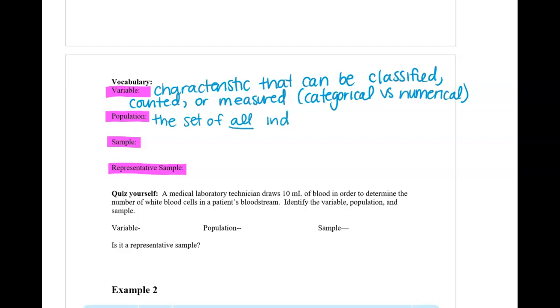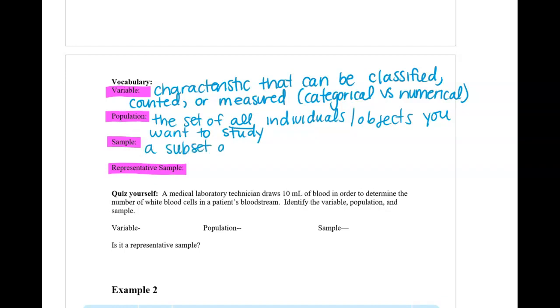A population is the set of all individuals or objects, depending on what you're looking at for your statistics, you want to study. Sorry, my writing's getting a little crooked. A sample is a subset of the population.